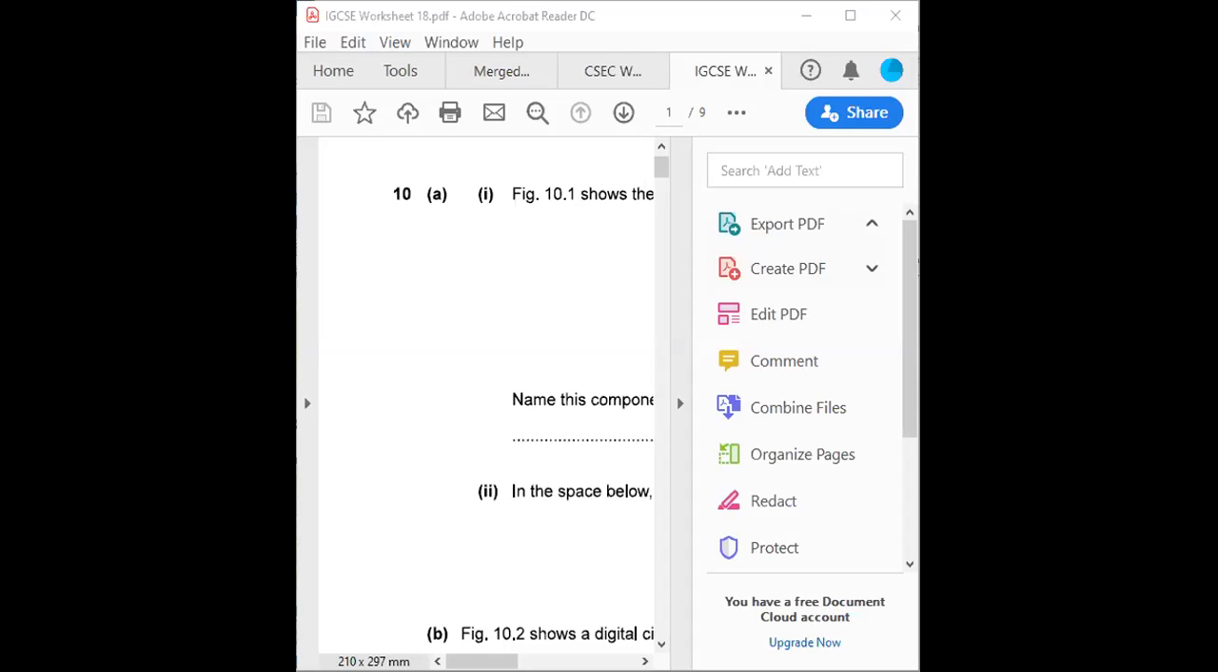The first part of question 10A part 1 says figure 10.1, which is this symbol here. I would have given you a document 2 weeks ago about some components and symbols. It shows the symbol of a circuit component. Name the component. So they ask which component this represents. Anybody have any idea?